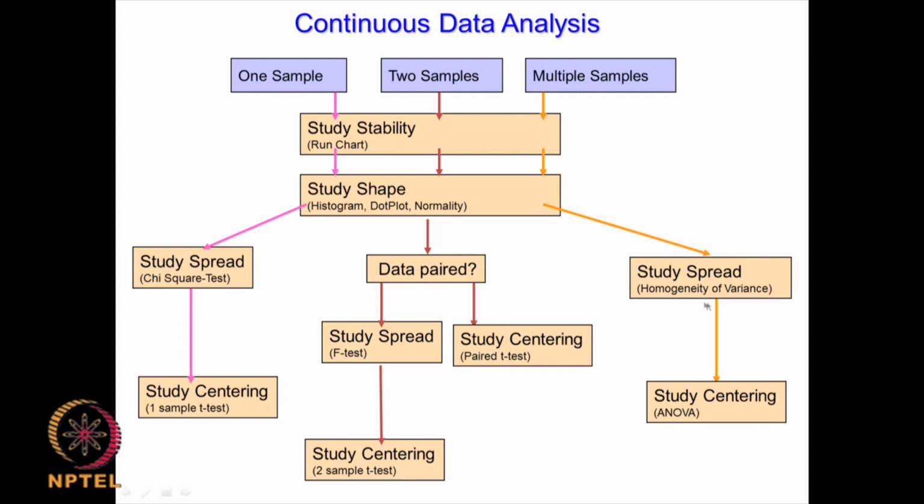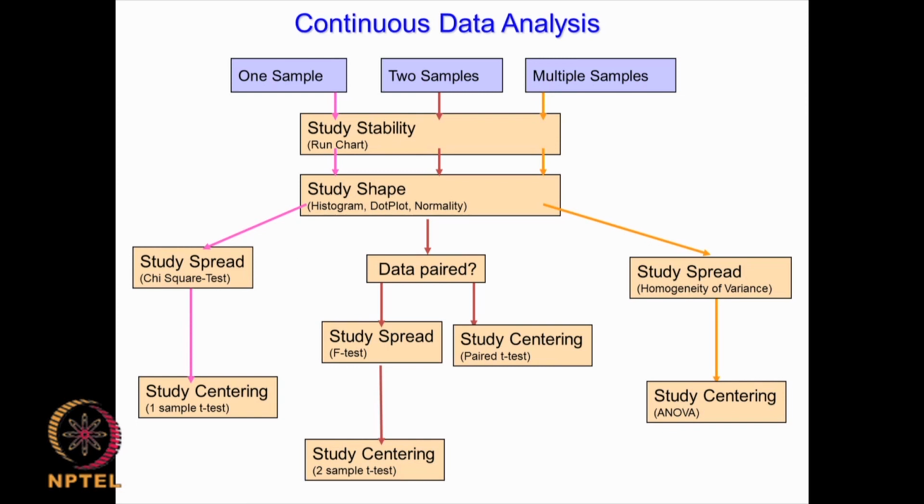So, when I am comparing variances, there is something called F test, or if I am having multiple samples and I am comparing variances, then this is something called ANOVA, analysis of variance test, and if I am comparing the spread, there is something called homogeneity of variance. So, there are different types of tests that are possible, and we are going to spend a lot of time on each one of them actually.